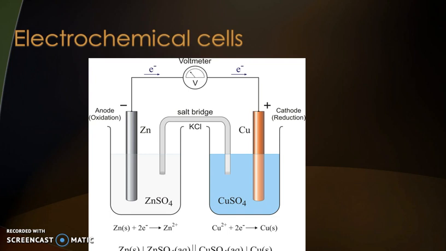Now, there are a few little terms to note here, and I'll go through these in more detail in another video because this is really just an introduction. The two pieces of metal in there are known as electrodes. We have an anode and a cathode. An anode is where oxidation occurs, and a cathode is where reduction occurs. Those are some really important terms to remember. And we have a salt bridge between them.